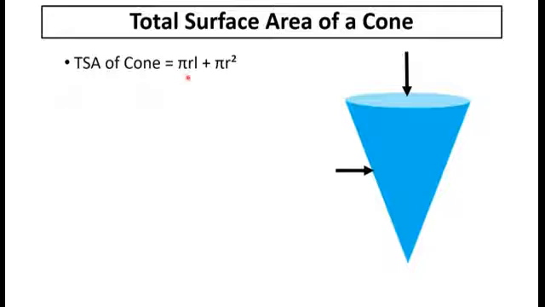Pi r L is the curved surface area of the cone and pi r square is the area of the circular area at the bottom, where L is the slant height and r is the radius of the circle. So TSA of cone is given by pi r within bracket L plus r. Here pi r has been taken common, so it becomes pi r (L plus r).